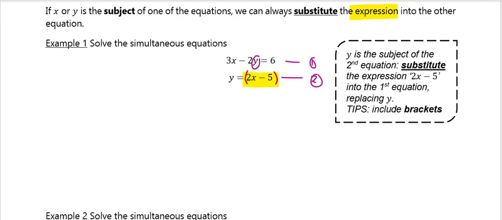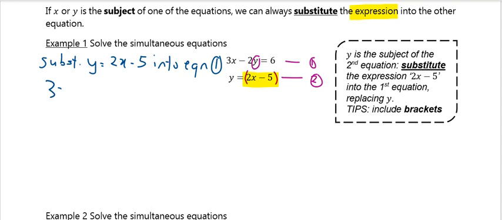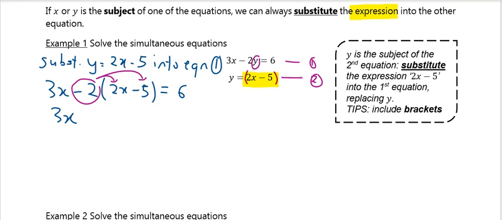So what we're going to say is that you substitute y equals 2x minus 5 into equation number 1, right? So you write down 3x minus 2, and you put the expression 2x minus 5 inside the brackets, equals 6. Now you just proceed normally by expanding the brackets. 3x minus 2 times 2x will be negative 4x. Negative 2 times negative 5 will be 10, equals 6.